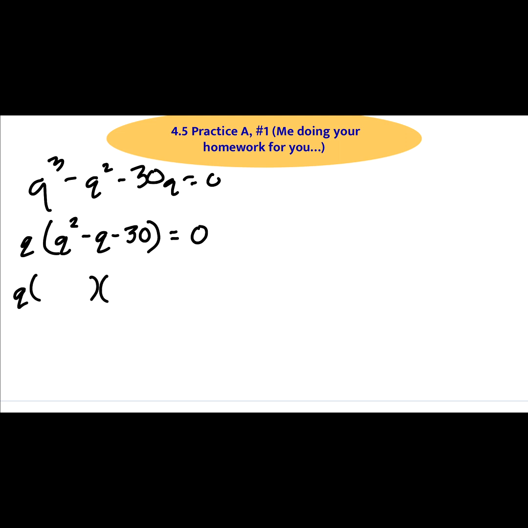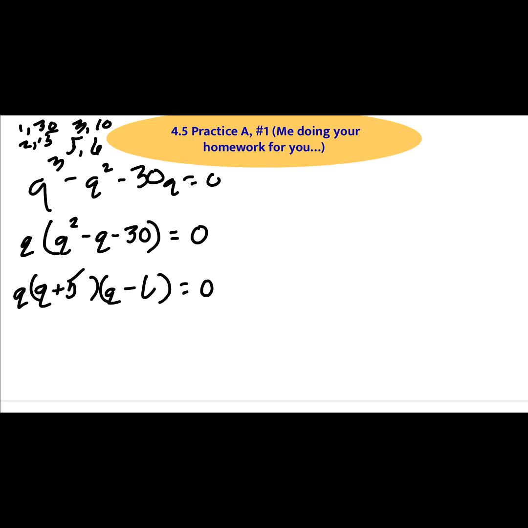Yeah, we'd factor it. We'd set up our two sets of parentheses, and we'd say, what can we multiply together to get negative 30? Well, that means we're going to have a plus and a minus, and then add together to get negative 1. Well, if we start thinking about factors of 30, we have 1 and 30, 2 and 15, 3 and 10, 4 doesn't work, 5 and 6. Oh, winner, winner.